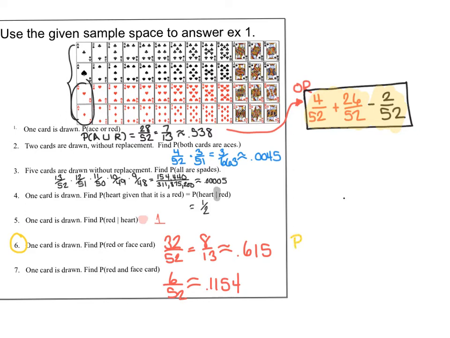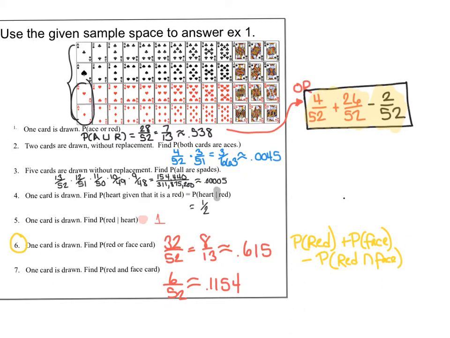How do I do that? Well, that's the probability of a red plus the probability of a face minus the overlap, which is the probability of red intersected with the face card. So mathematically, what would you do?